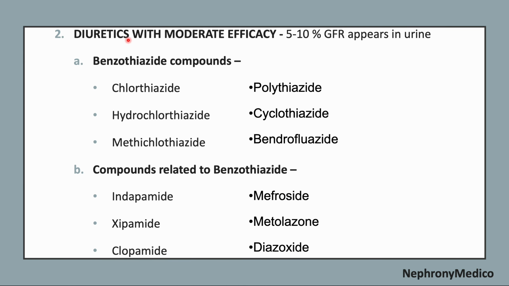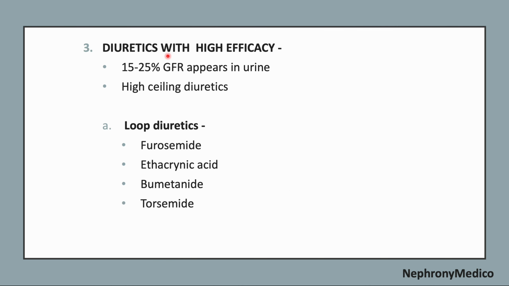Now, diuretics with moderate efficacy. These include benzothiadiazide compounds like chlorothiazide, polythiazide, and others, and compounds related to benzothiadiazide like indapamide, xipamide, and clopamide. Now, the diuretics with high efficacy are high-ceiling diuretics, which include loop diuretics like furosemide, bumetanide, torsemide.